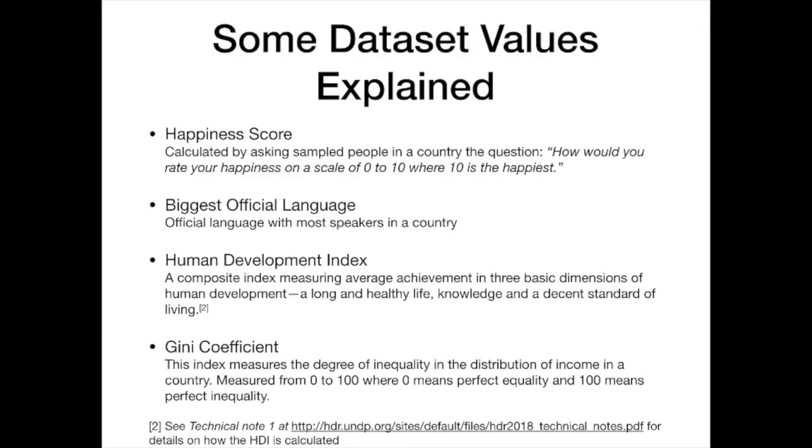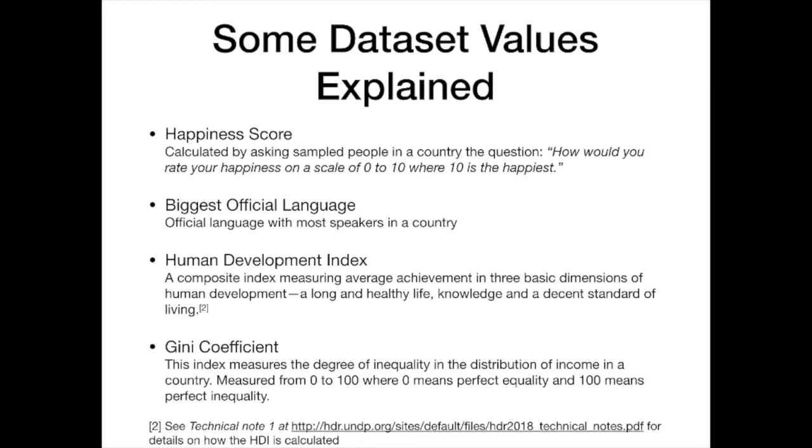Some of those values I will shortly explain, so that you know what we're dealing with. So basically it is a dataset made up of countries, and each country has a bunch of different categories, a bunch of different attributes. One of the attributes that we're dealing with is the happiness score, which is simply calculated by asking people in a country, how would you rate your happiness on a scale from 0 to 10, where 10 is the happiest, and then you take the average of all responses that you get in a country.